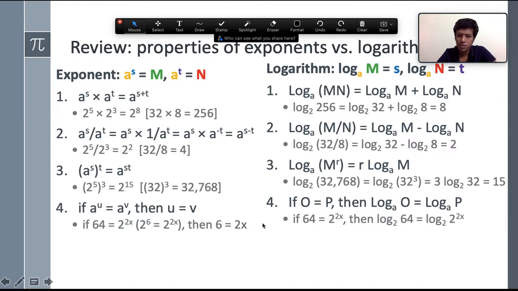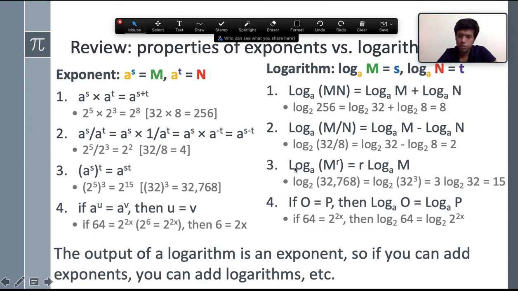We can take it on both sides. And sometimes we say, hey, if the base is the same, then power equals power. This is the rule that permits us to do so. Okay, so these rules are pretty important. You will have to know them quite well. The output of a logarithmic function is an exponent. So if you can add exponents, you can add logarithms, etc. This is the core reason why we can go from here to here, or why they follow a similar pattern. Okay, these are the core rules.